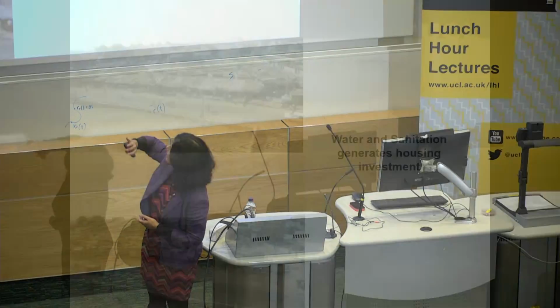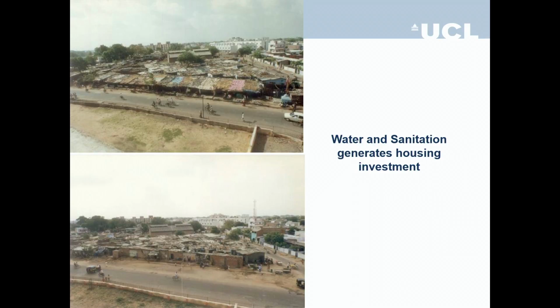You can see from the slide, the top slide is before and the slide at the bottom is after. And you can see gradually the residents stay where they are, but they start to improve their walls and improve the buildings. And this is an incremental process which takes about 8 to 10 years.